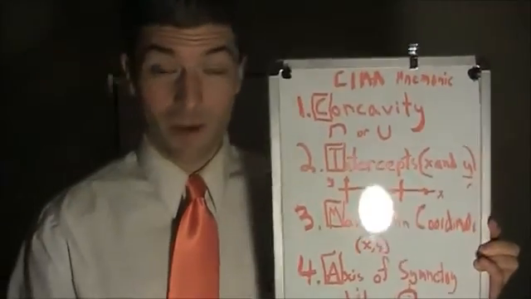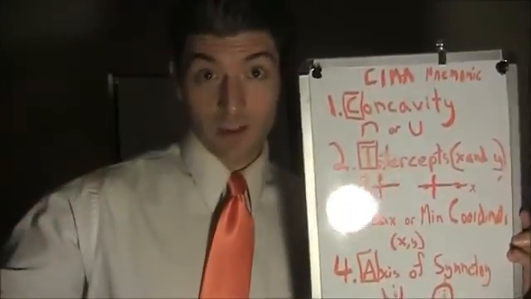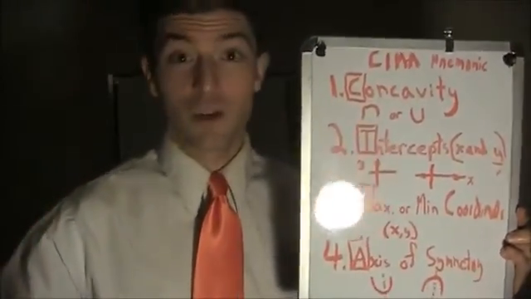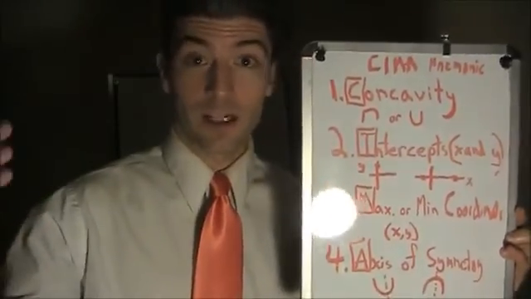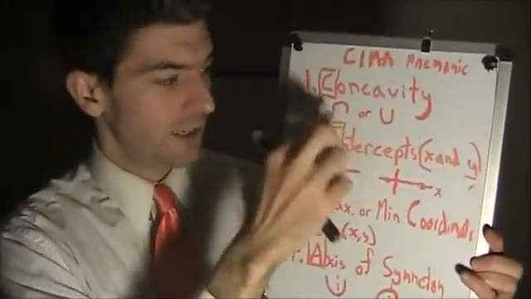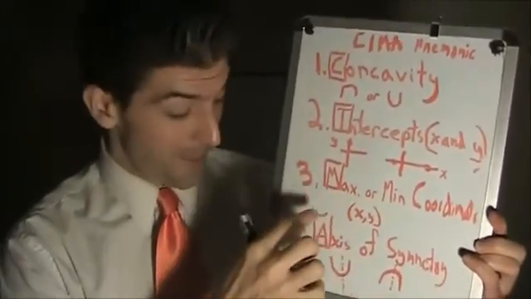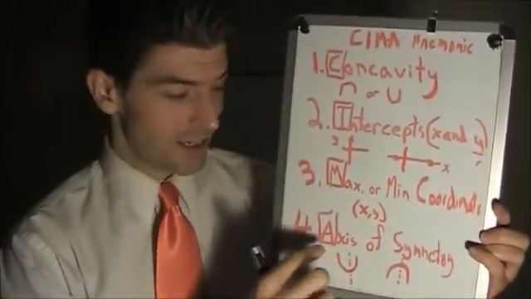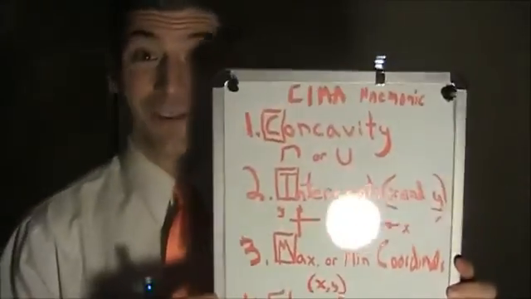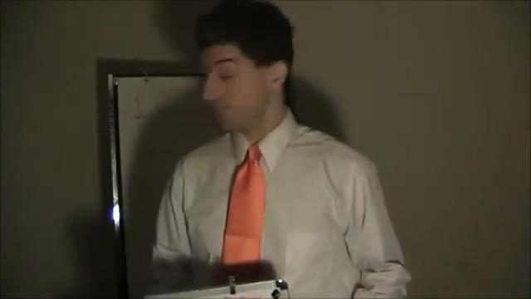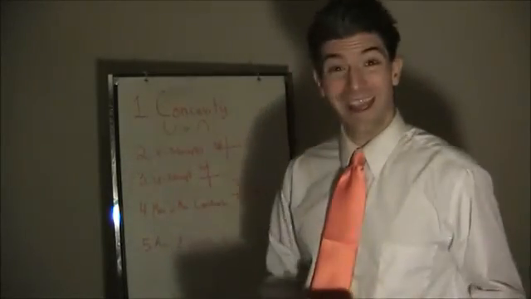CIMA. That can help you remember the criteria, the information that you can extract from an equation to then graph it. It's concavity, C; intercepts, x and y, I; maximum, minimum, M; and then axis of symmetry, A. So that's a cool way to remember that stuff. And now I'll get into the details of concavity, intercepts x and y, maximum and minimum, and the axis of symmetry.